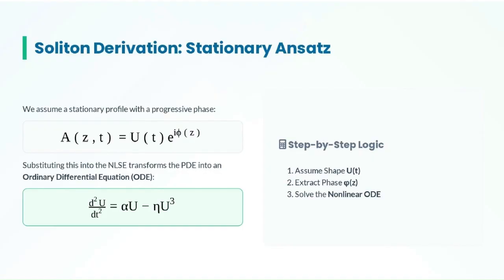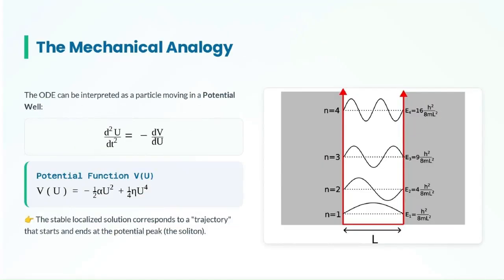To search for stable solutions, we assume a special mathematical form for the wave envelope. After substituting this form into the NLSE and separating the terms, we obtain a nonlinear differential equation for the pulse shape. This equation describes the balance between dispersion and nonlinearity.